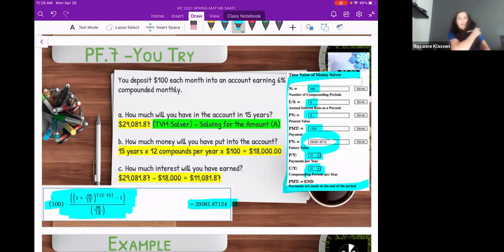Is there anyone who is still working and is still not getting either of these answers, whether you're using the formula sheet or the TVM solver? If you're using the formula and you're really frustrated with it, then try the TVM solver.